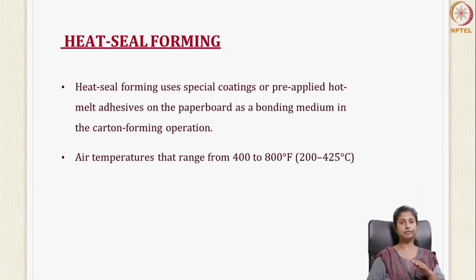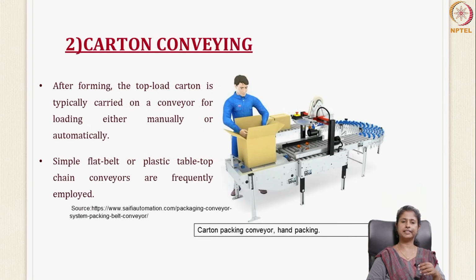The third method of forming the cartons is by heat seal forming. In this heat seal forming, they use special coatings or pre-applied hot melt adhesive on the paperboard as a bonding medium. So that is used to form the cartons and give it the shape. Usually air temperatures range from 400 to 800 degrees Fahrenheit or around 200 to 425 degrees Fahrenheit.